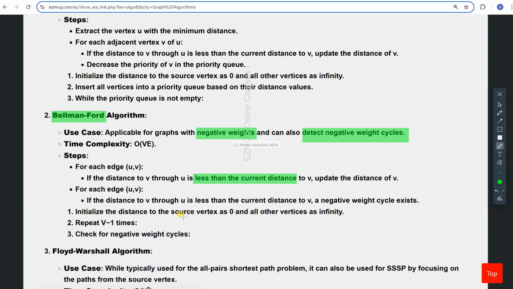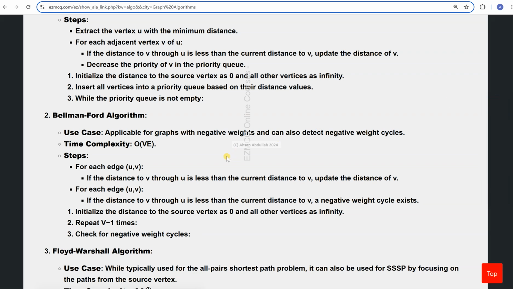Similar to Dijkstra, if the distance to v through u is less than the current distance to v, a negative weight cycle exists. So less than what was finalized, right? Kind of, and then again the distance goes down, again it goes down. So there's a negative cycle, and you need to then initialize the distances, and then of course repeat v minus 1 times and check for negative weight cycles, because if the negative weight cycles are not checked, it will go into kind of an infinite loop. So that is the Bellman-Ford algorithm.